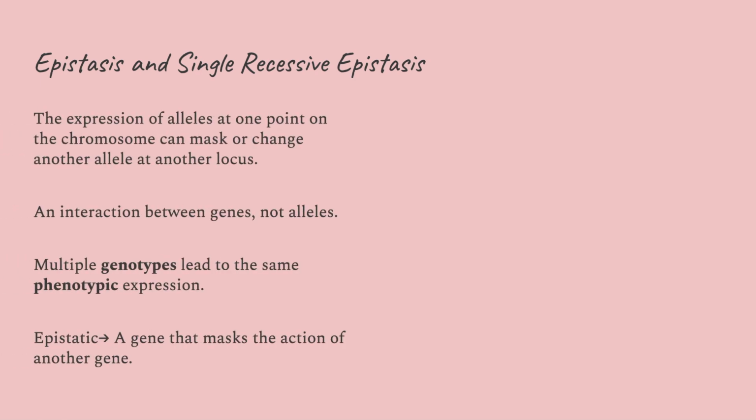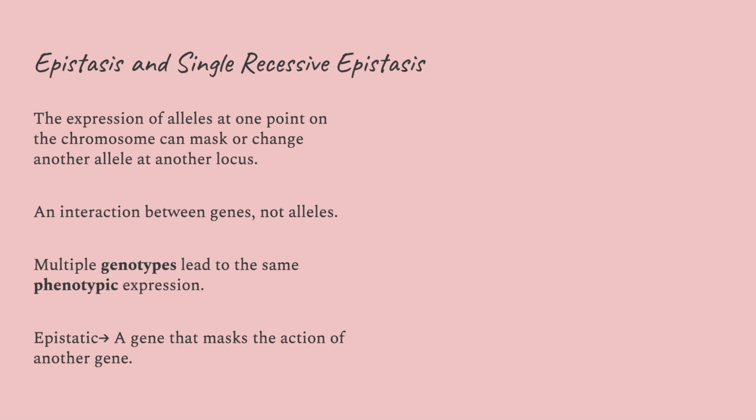Now I want to give you a brief description of epistasis, and more specifically single recessive epistasis. Epistasis is when the expression of alleles at one point on the chromosome can mask or change another allele at another locus. This is an interaction between genes, not alleles, and it is important to note that multiple genotypes can lead to the same phenotype or phenotypic expression. Another definition that is important is epistatic, which is a gene that masks the action of another gene.